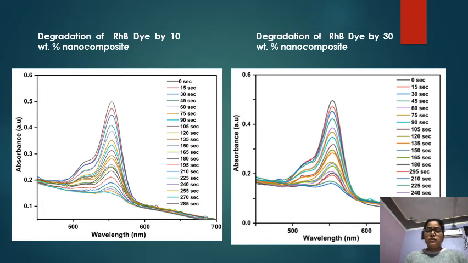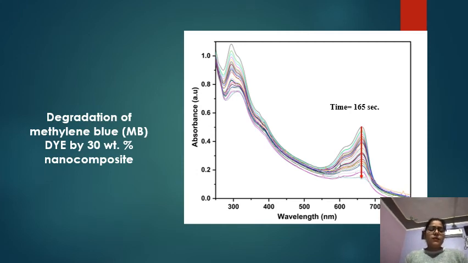The nanocomposites 10 weight percent and 30 weight percent degraded rhodamine dye completely in 285 seconds and 255 seconds respectively. This proves that the 30 weight percent nanocomposite has a higher activity coefficient than the 10 weight percent nanocomposite. The more active 30 weight percent nanocomposite also degraded methylene blue dye completely in 165 seconds.